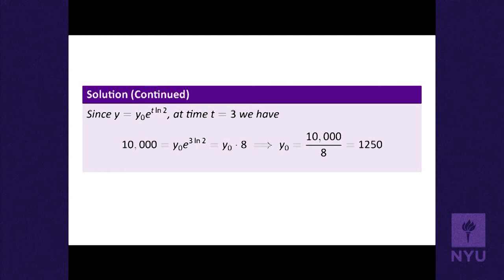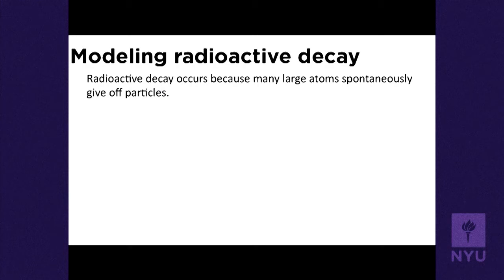Take that and plug in one of the points you already know. For instance, at time 3, we have 10,000 equals y naught e to the 3 times natural log of 2. And that's what we want to solve for y0. Now, again, using properties of exponentials, exponentiation and natural log cancel each other out. So e to the ln2 is 2. 2 to the 3 is 8.